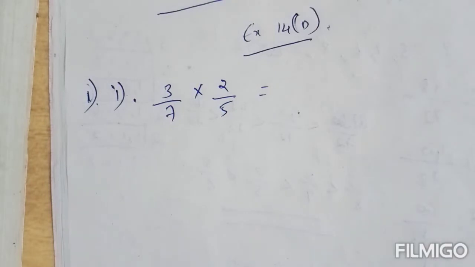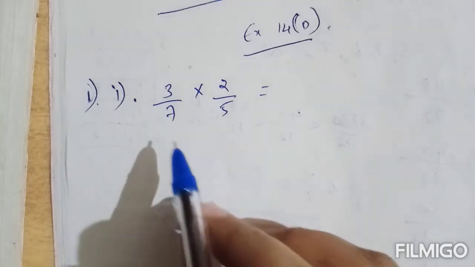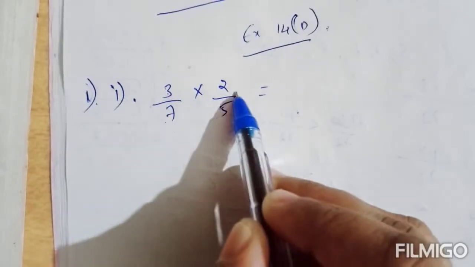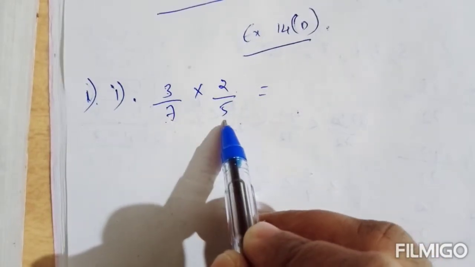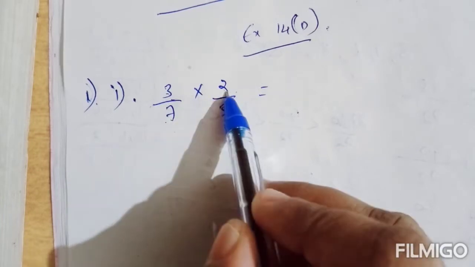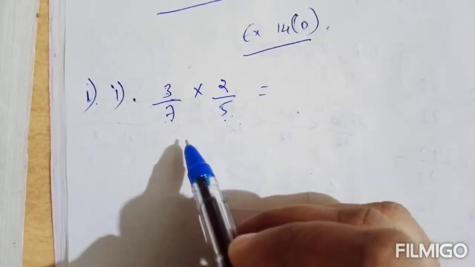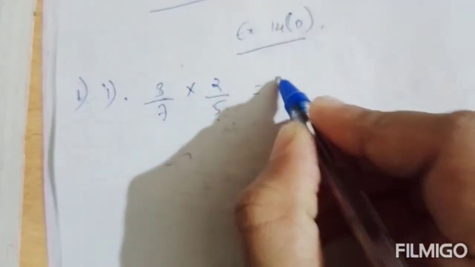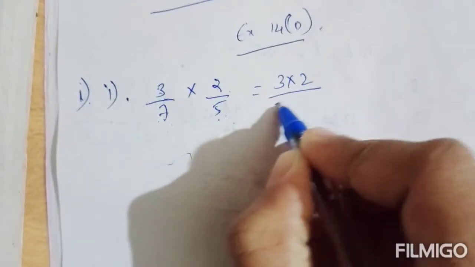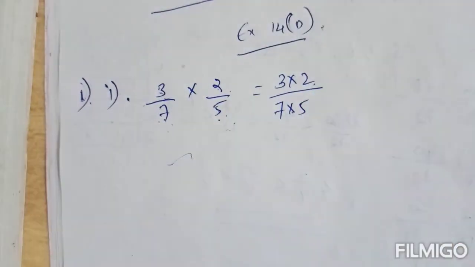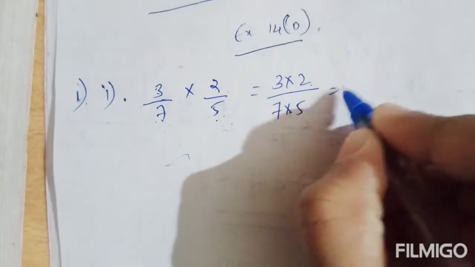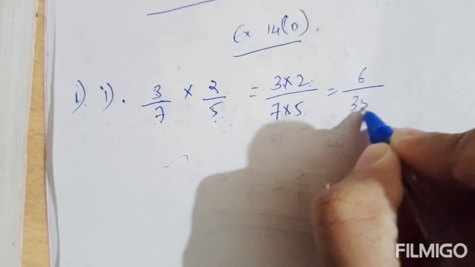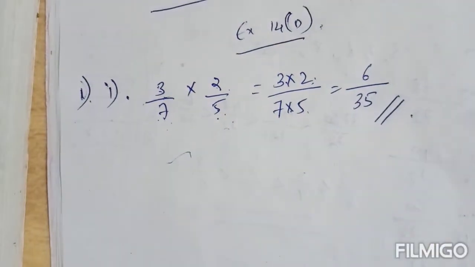It's very simple. In order to multiply two fractions, just find the product of numerators divided by the product of denominators. Okay, numerators you can multiply and denominators also you can multiply. So here the product will be 3 into 2 by 7 into 5. That is product of numerator by product of denominator. 3 into 2 it is 6, by 7 into 5 it is 35. So 6 by 35 will be the answer.